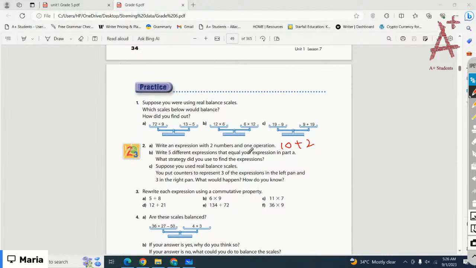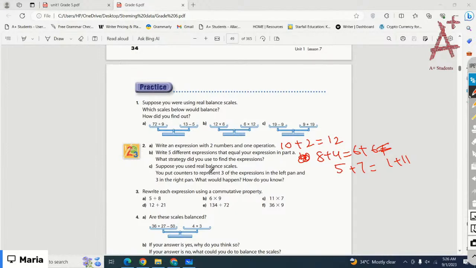Write five different expressions that equal your expression in part A. What strategy will you use to find the expressions? Okay, you have to write five different expressions. For this one, 10 plus 2 is 12. Now you have to write five different expressions that have the same answer, right? Okay, you can write 8 plus 4, 6 plus 6, 5 plus 7, 1 plus 11. They all have the same answer, 12. That's how you can write five different expressions, right?